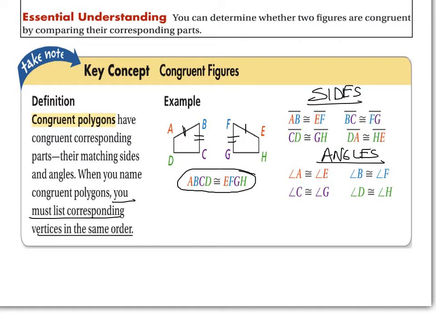Now, angles are a little easier because in this case, you're only going to have to use one letter. So angle A matches up with angle E. Angle B matches up with angle F. C matches up with angle G, and D matches up with angle H. Those are congruent. The angles that are in the same position are congruent to each other. So, in order to be congruent figures, they have to have all their sides and all their angles that are in corresponding positions congruent to each other.